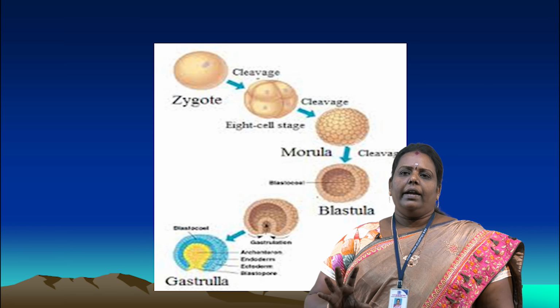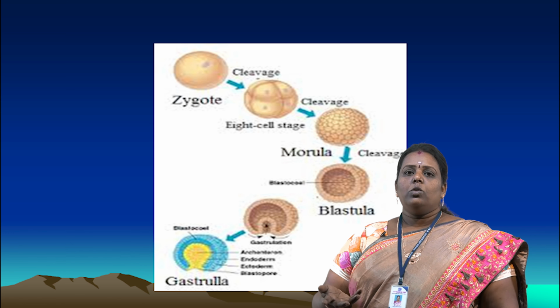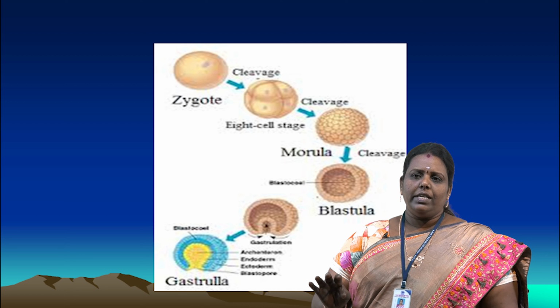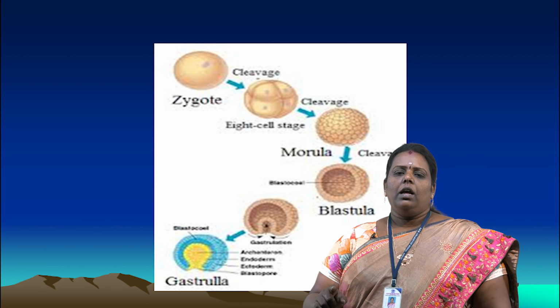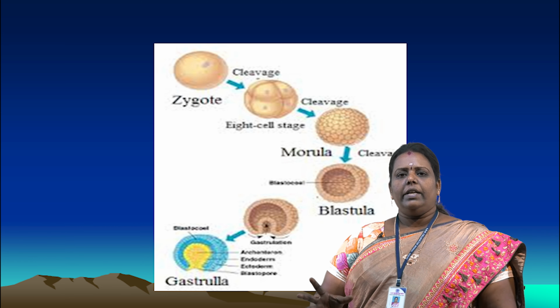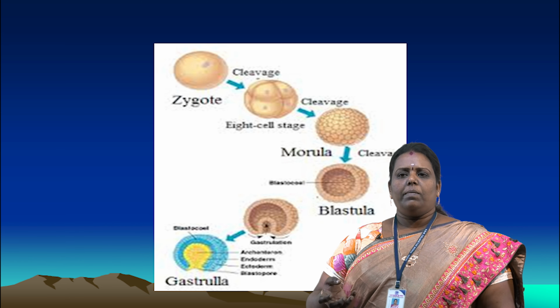Next, the formation of cleavage. Many cell divisions are called cleavage. After cleavage, the morula stage forms. In that morula stage, there is no cell division. All the cells can be collapse shaped.